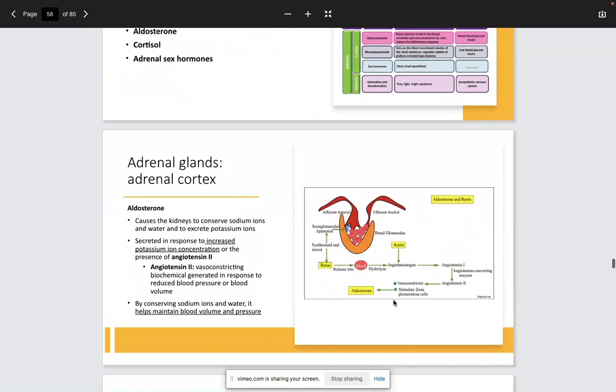Here is just another picture depicting aldosterone getting a little more complex. Again, these slides here are going to be very important to understand what I just said. Aldosterone causes the kidneys to conserve sodium ions. That's important to know. Conserve sodium ions. Secreted in response to increasing potassium ion concentration. That's important to know. This will be covered more in depth within our nephrology lecture or our kidney lecture about angiotensin 2.